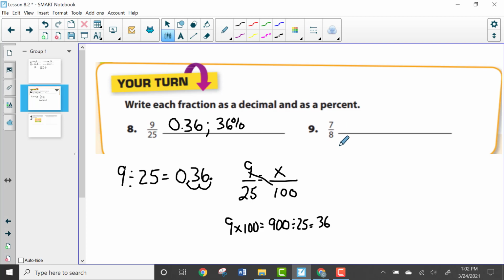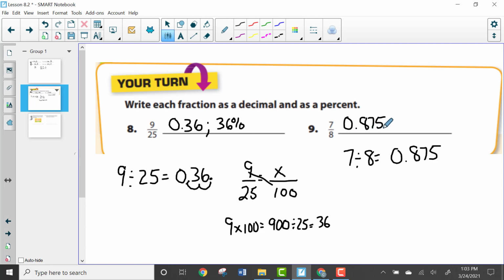Now we have 7/8. So as a decimal, 7/8, you can take 7, divide it by 8, and that's going to give you 0.875, or 875 thousandths. So that's as a decimal.